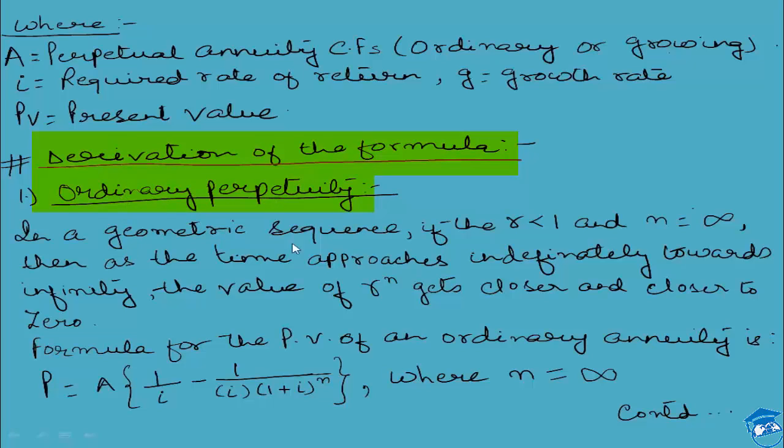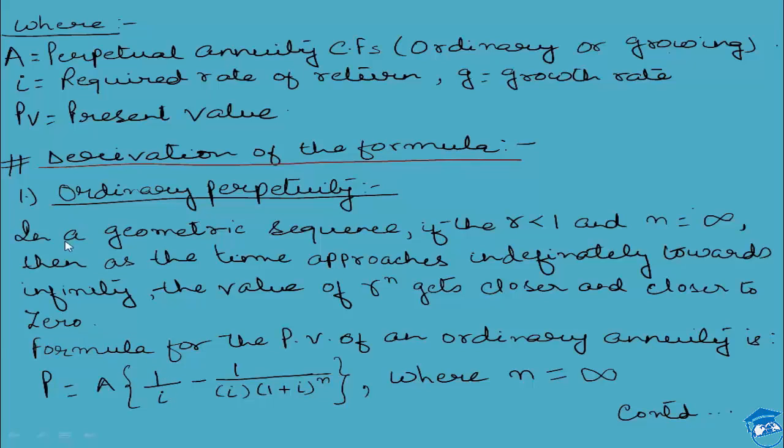Now, let's start with the first thing first, that is the derivation of the formula for an ordinary perpetuity. In a geometric sequence, if R is less than 1 and N extends to infinity, then as the time approaches indefinitely towards infinity, the value of R to the power N gets closer and closer to 0. This is the most important condition laid down, which shall help us in deriving the final formula.